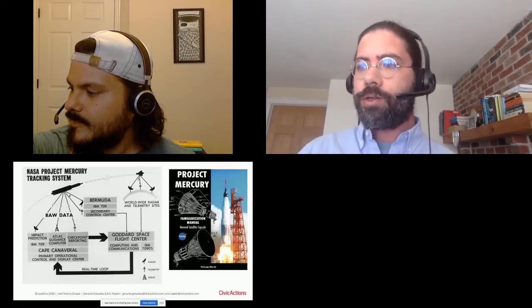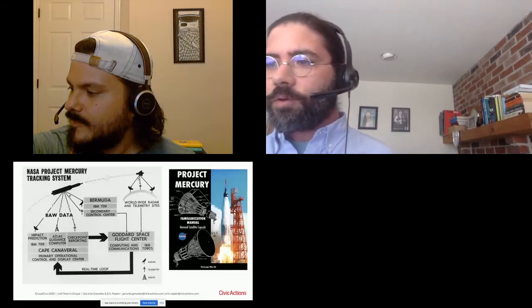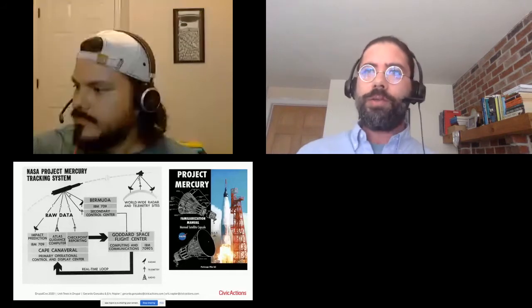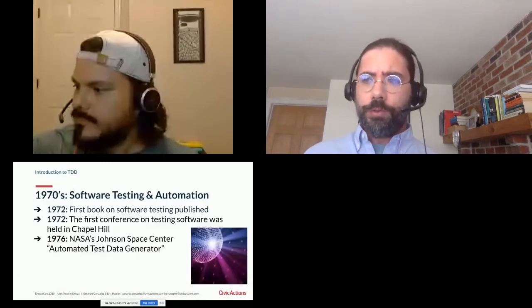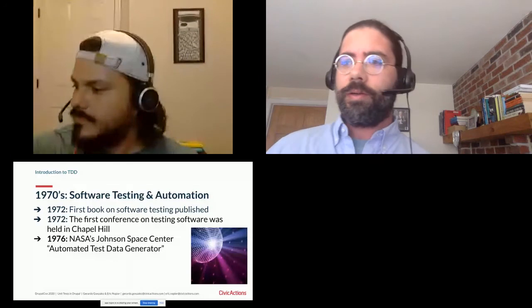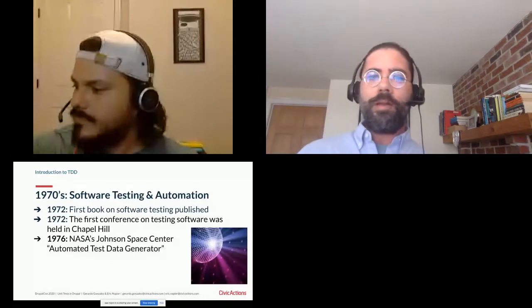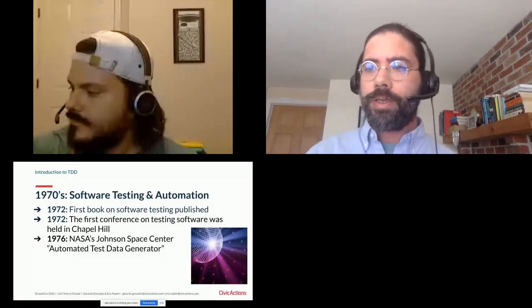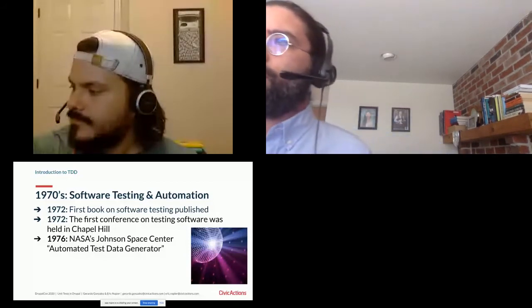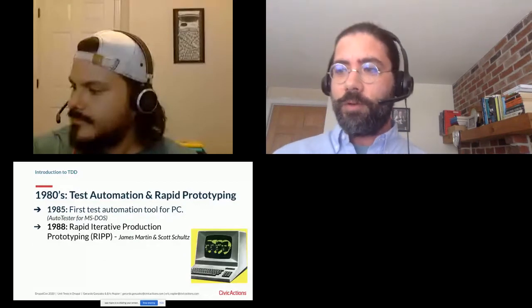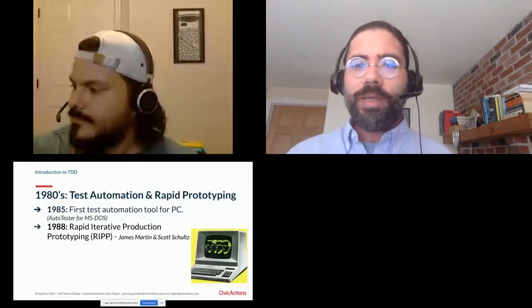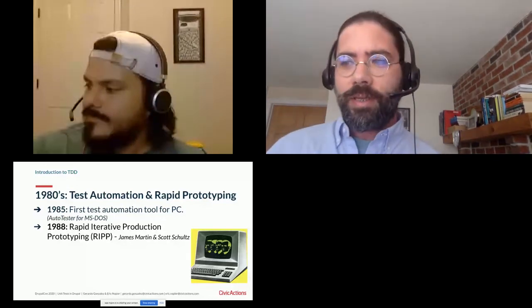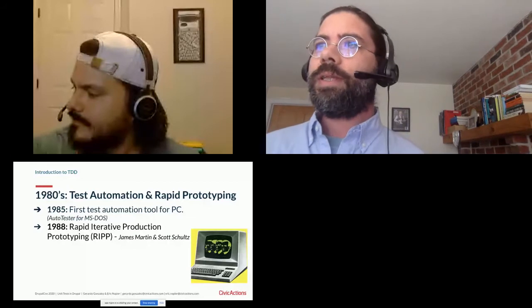This started to change in the 70s. The first book on software testing was published, and automation became a huge concern for everybody. New tools in the 70s made automated testing easier than ever before, like NASA's automated test data generator, the very first data generation tool for testing. By the 80s, test automation was mainstream. The first tool for automated testing on the PC was released in '85 and generally became best practice to automate at least some degree of testing for big projects. So QA teams got some relief.